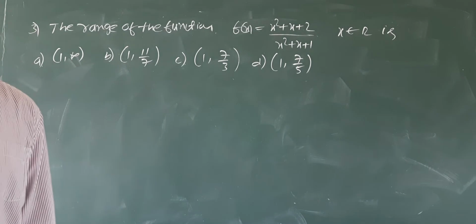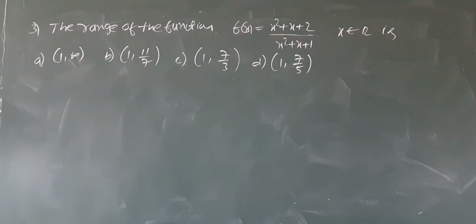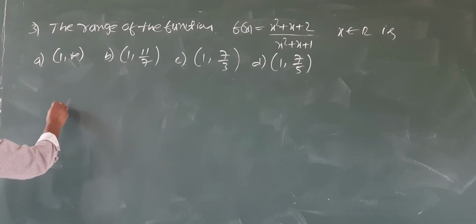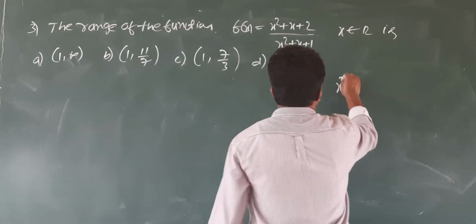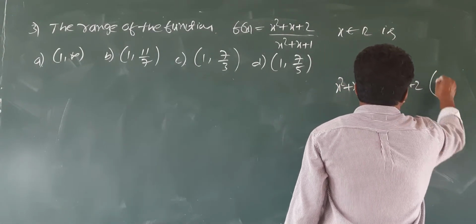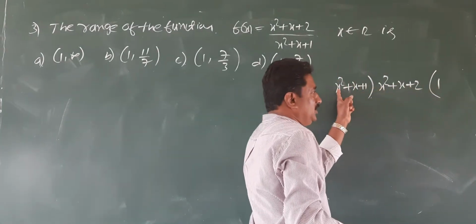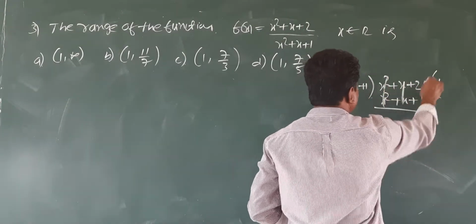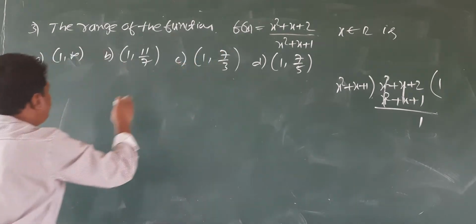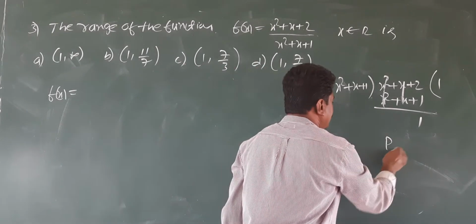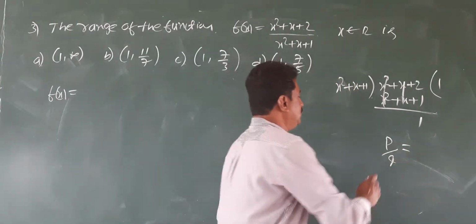So, range of the function. Range means I should find out y values for the corresponding real numbers. Let us find that, it's easy, students. So now I go for dividing that. x square plus x plus 1 into x square plus x plus 2. How many times? Once. 1 into x square plus x plus 1 gives x square plus x plus 1. So 2 minus 1 is 1. Therefore, f(x) can be written as p by q, any rational, a by b.